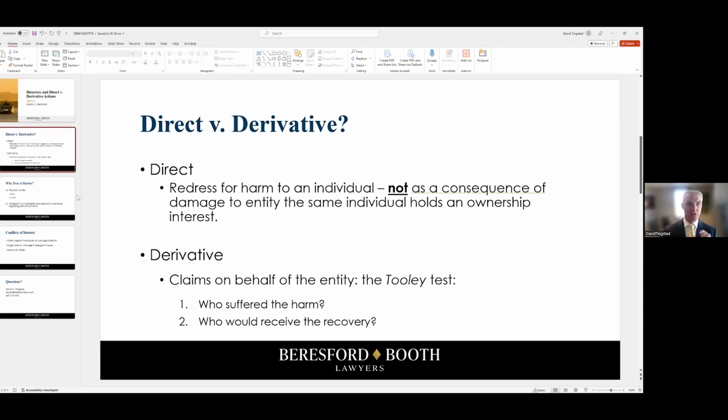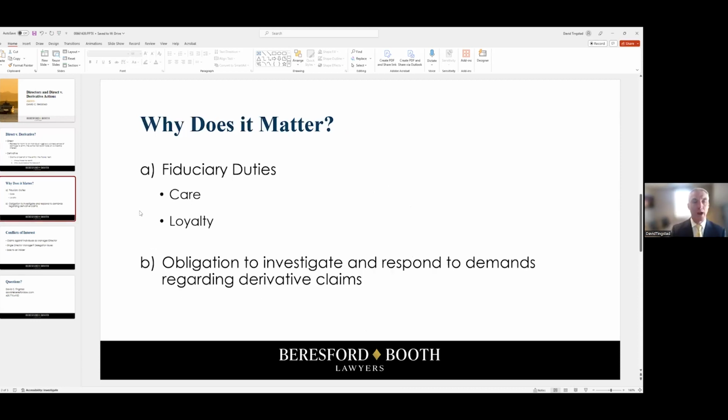There's lots of nuance that goes along with that. But the question that you should be asking yourself is, why in the world does it matter, and why do I care? If you are a director in a corporation or a manager in a manager-managed LLC, or a member in a member-managed LLC, you have what are called fiduciary duties. And those fiduciary duties fall broadly into two basic camps. There's a duty of care. Think of things like negligence or gross negligence. And you also have a duty of loyalty.